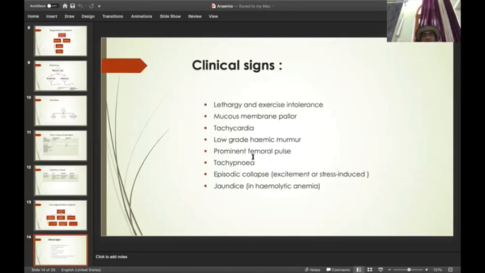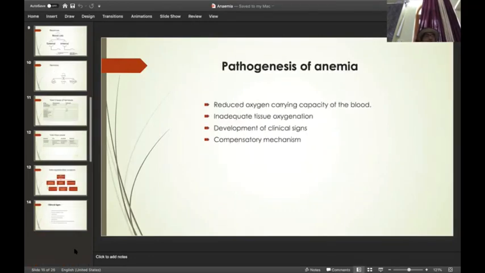So prominent femoral pulse is there, tachypnea is there, and episodes of collapse. The animal starts collapsing, will become unconscious. And in case of hemolytic anemia, along with anemia, you will be getting a clinical sign of jaundice also. So that is also very important.